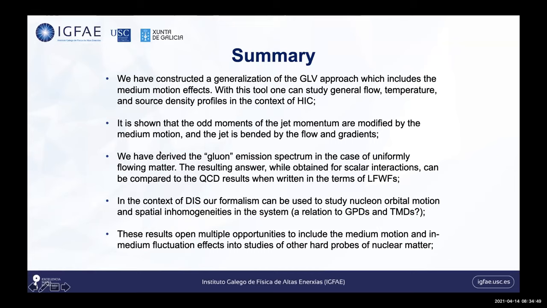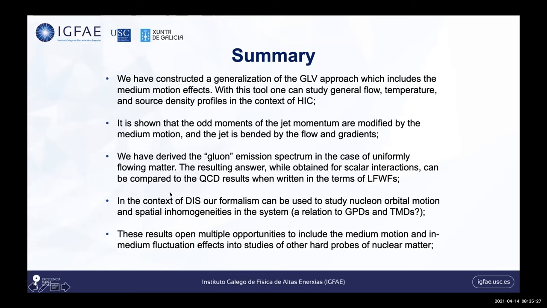As a simple physical illustration of the result, we see that the jet axis gets shifted, so the odd momentum moments of the jet momentum are modified, and they are non-zero now and proportional to the velocity gradients. We studied gluon emission in a toy model. This gluon emission can be generalized to QCD, at least naively, just by playing around with light front wave functions. The full proper QCD calculation is on its way. It will take some time, as it is pretty non-trivial to deal with the properties of gauge theory in this context.